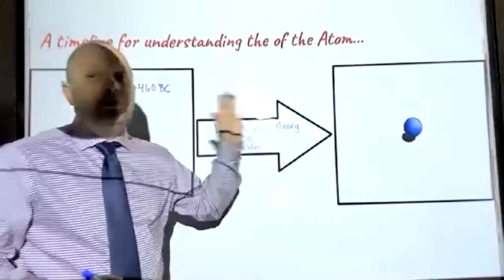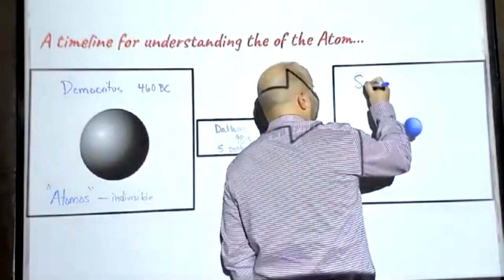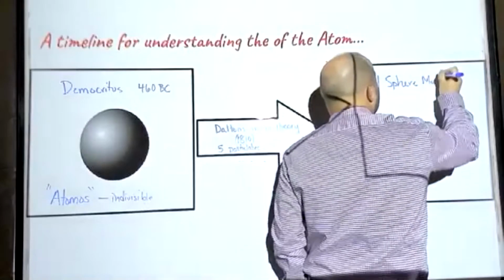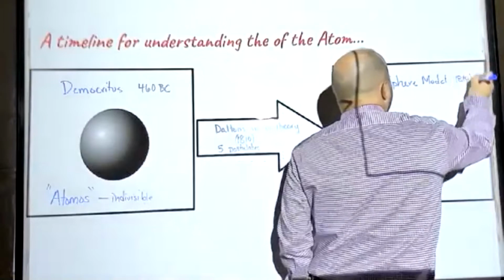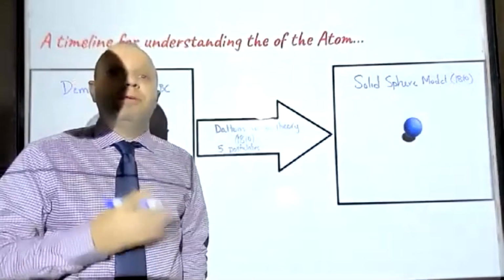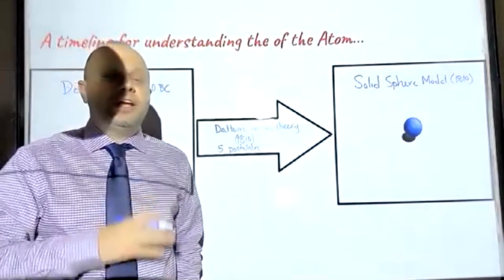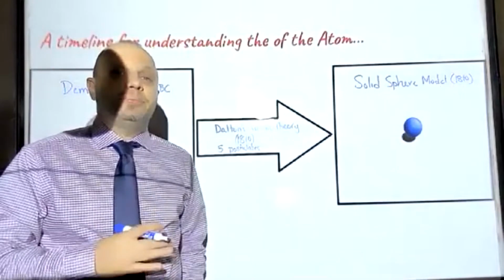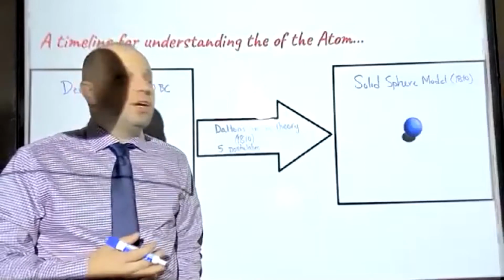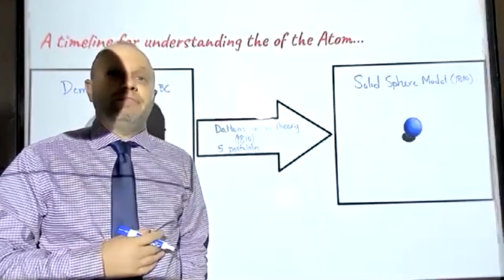So at this point, in around 1805, 1810, we have what is called the solid sphere model. And at this time, this was the prevailing thought about what an atom looked like. Again, this is before the discovery of any subatomic particles, so there's no protons, neutrons, electrons, anything like that to speak of at this point. And this model actually dominated for almost 90 years. So around 1897 is when we actually take our next step forward.